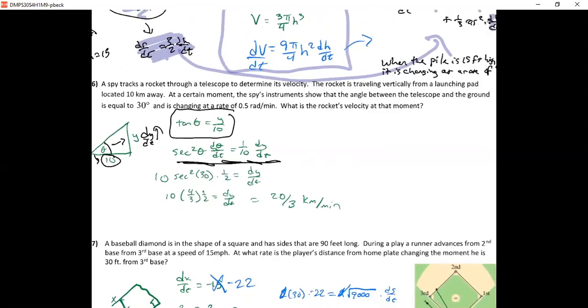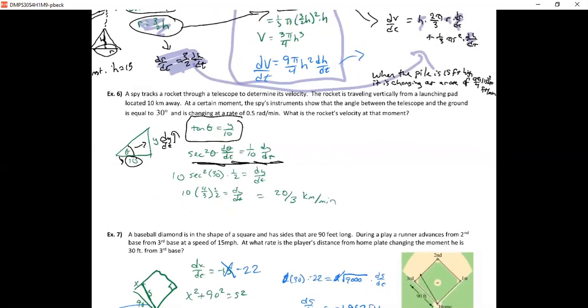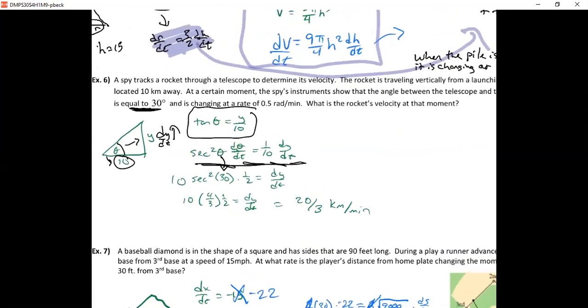I do know that in this information, the angle between the ground and the telescope is 30 degrees. So I can plug in 30 degrees for my angle. Secant of 30 is going to be 2 over the square root of 3, and when we square it, we get 4/3. Now, when I go ahead and simplify that expression, dy/dt ends up just being 20/3 kilometers per minute.